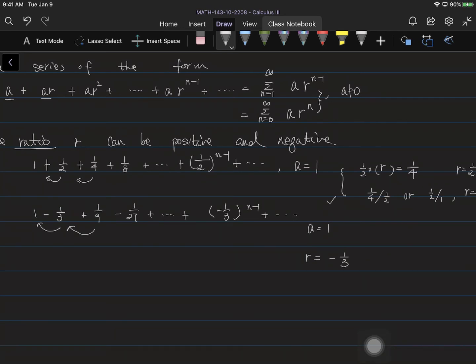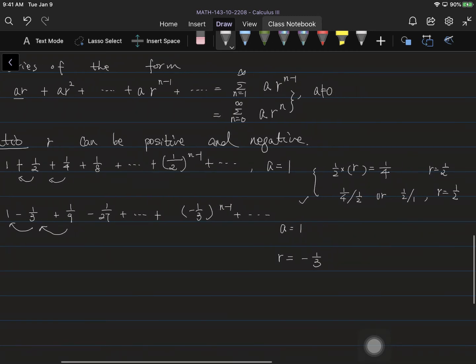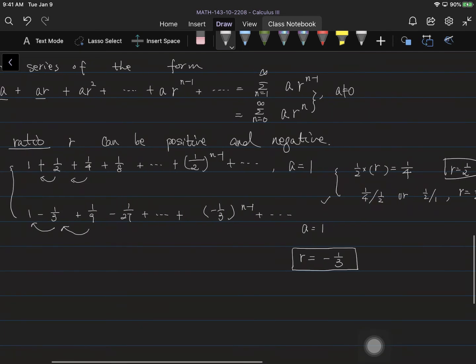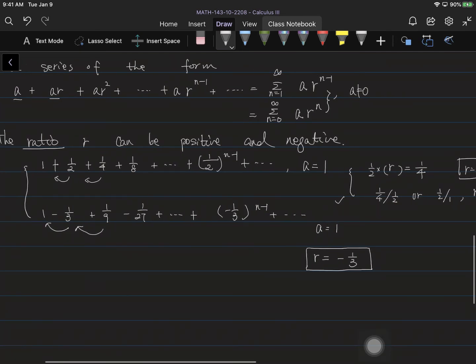So here I give you two examples of the geometric series. The first one, R is 1/2, which is positive. The second one, R is negative. Right? So for geometric series, the ratio R can be positive and negative. So they're both correct.